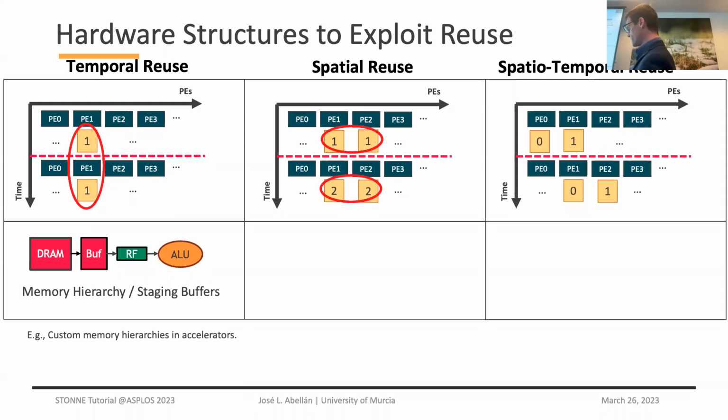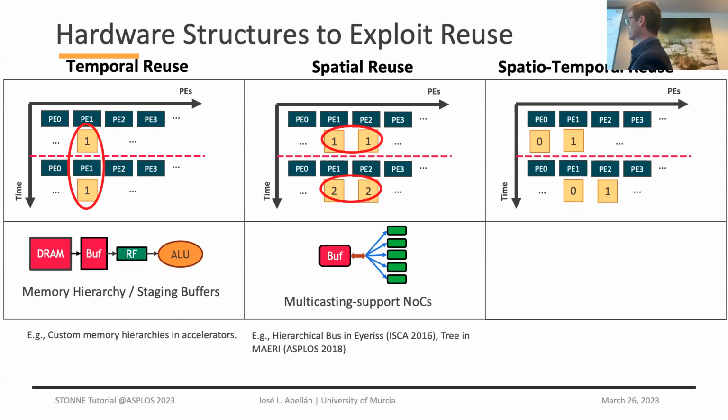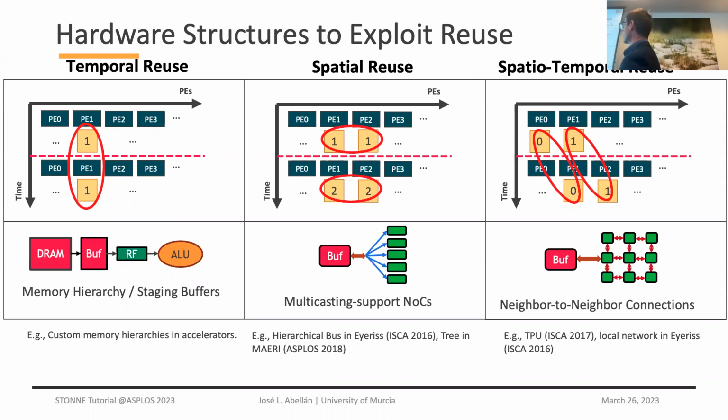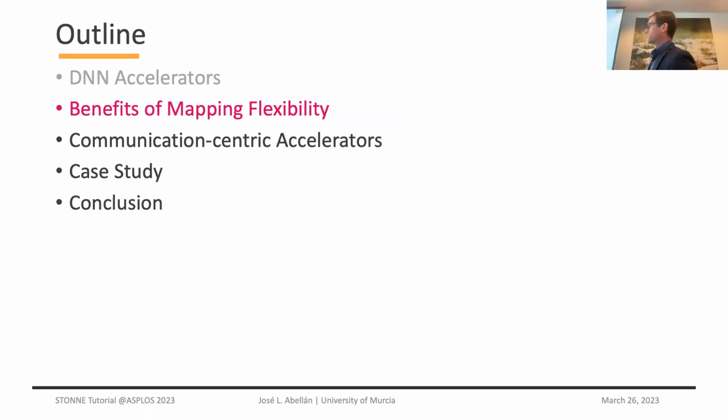So in order to implement this spatial reuse, what kind of hardware can we provide there? Of course, multicast support at the level of NOCs. Then there is spatial temporal reuse. In this case, you have data that is produced by one processing element, and this data needs to be fetched by another processing element. In order to enable this communication, we of course need to implement some kind of neighbor-to-neighbor connections. So these are the things that we need to leverage in order to design an accelerator for DNN processing.